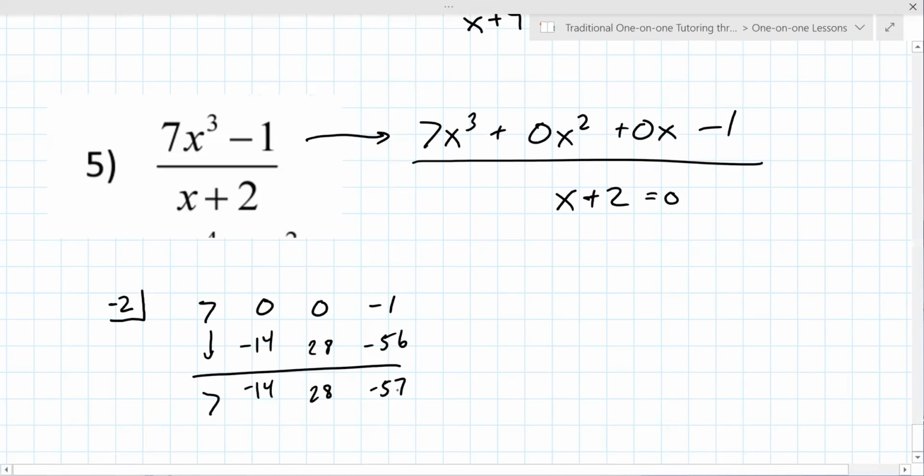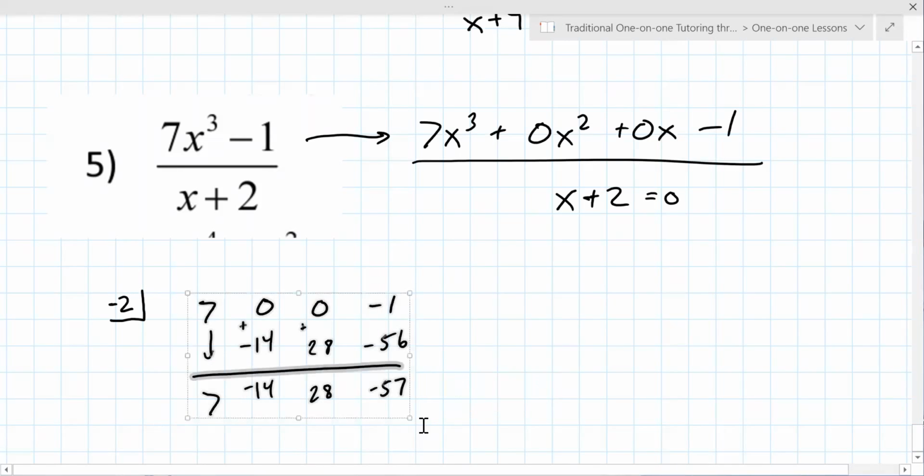I'm confused on what to do with the zeros. You always add. So it's 0 plus -14. So you just put that down there. Okay, can we go through this again? I'm so confused. Okay, sure.